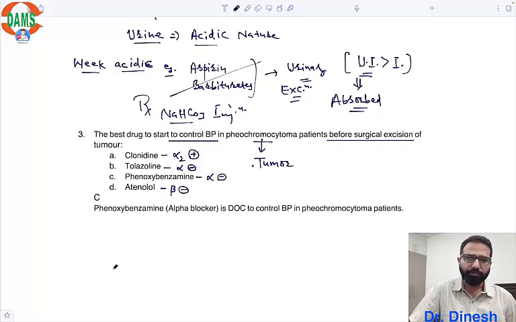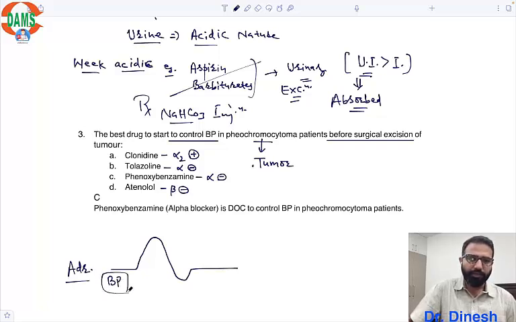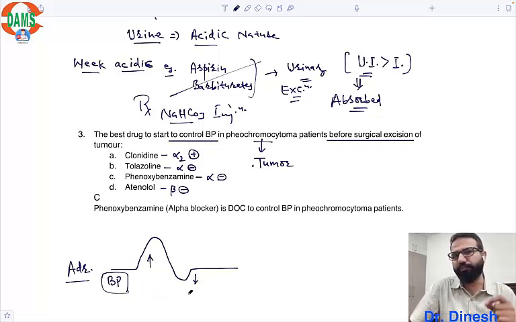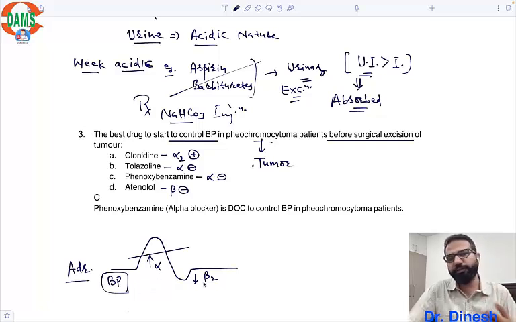We use the alpha blocker because if you see the adrenaline, the BP graph is like this. So this is adrenaline and the BP is like this. Initially the BP is high and then in the last it will be low, but it is a slight fall, not significant. So this is due to alpha receptor and this is due to beta 2. Beta 2 causes vasodilation. So in these cases, mostly we need the alpha blockers to control the BP. If required, then we will use the beta blocker. But the first choice will be the alpha blocker.